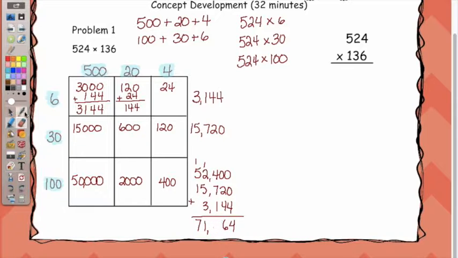So we've got, this is our first partial product, this is our second, this is our third, and this is our total answer. Okay? I'm going to erase those little numbers so they don't mess us up. So when we do standard algorithm, let's go across and look at it.